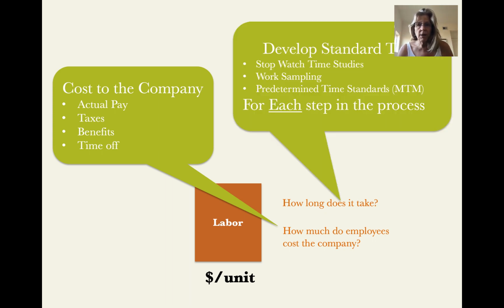The second part of the things we need to understand in order to calculate dollar per unit labor cost is we need to determine how long it takes to make the particular item. So we use stopwatch studies in this class, but there's other methods like work sampling or predetermined time standards like MTM. But we do this for each step in the process.